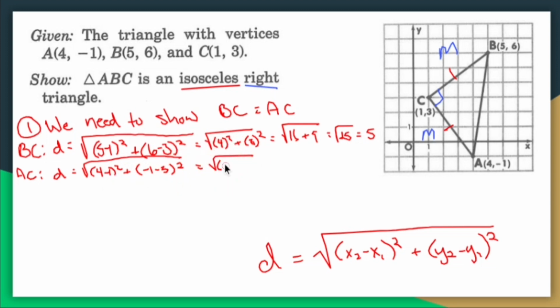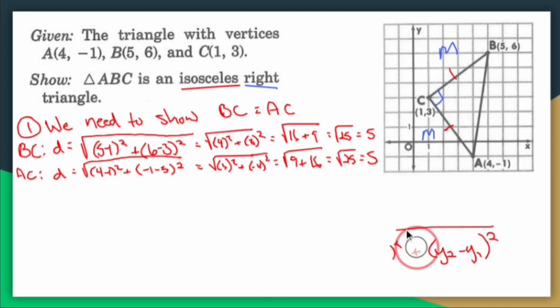That's going to equal 3 squared plus -4 squared. 3 squared is 9. -4 in parentheses squared is 16. Looking familiar? That's going to equal 25 in the square root. And the square root of 25 is 5. Okay?